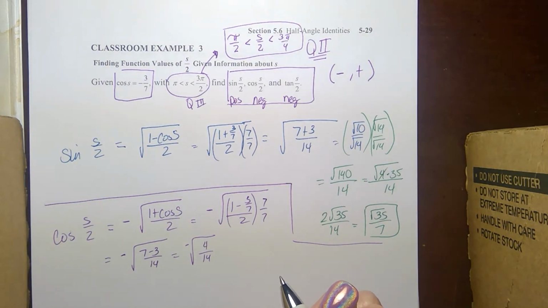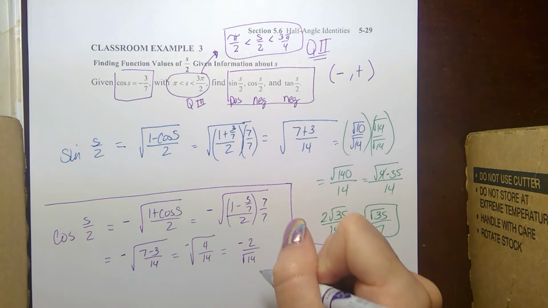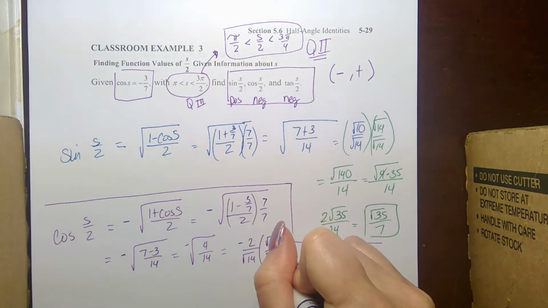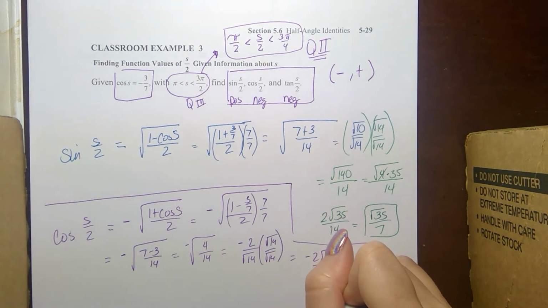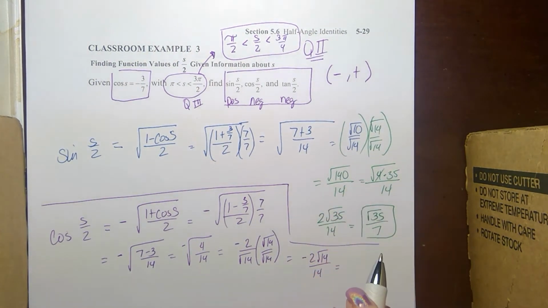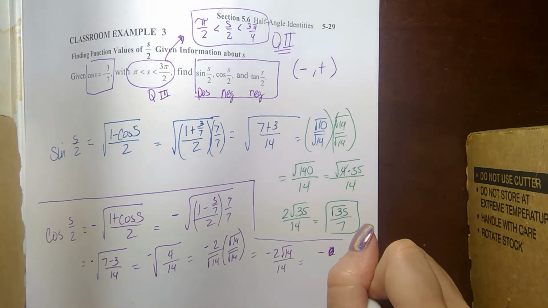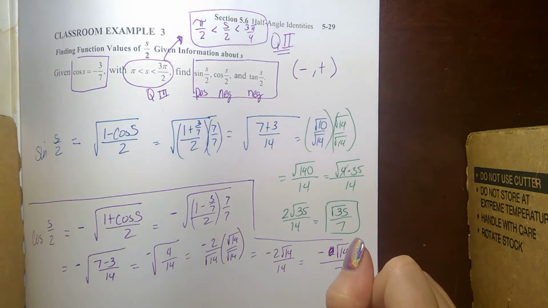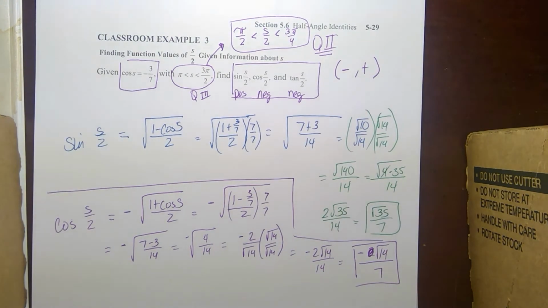Well, when I split this apart, square root of 4 is 2. So I have a negative 2 over square root 14. And then I just need to rationalize, which gives me negative 2 square root 14 over 14. Simplifies to be a negative, not negative 2, sorry, and I didn't bring home my whiteout. Negative square root 14 over 7. A negative square root 14 over 7.